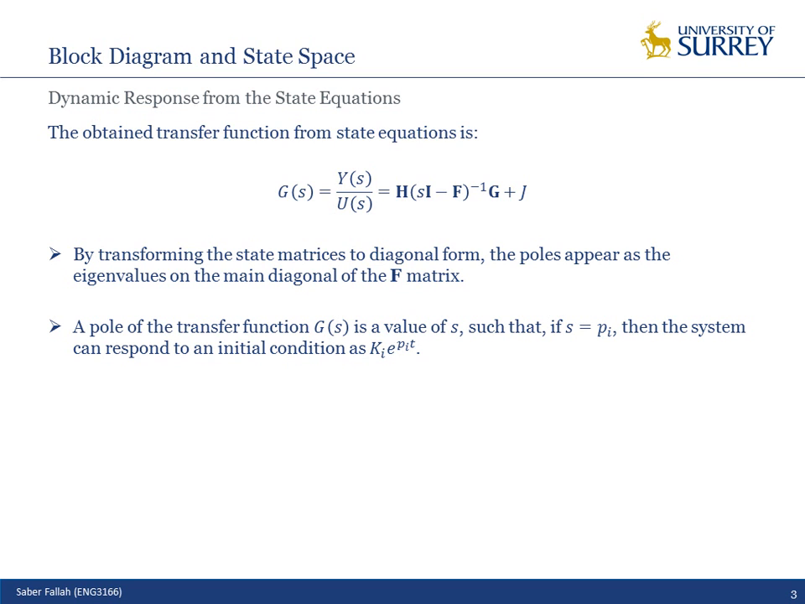Why is the response of the system, if I have a first order system, to an initial condition Ki e to the power Pi t? For the first order system. Can anyone show the other students? No one?